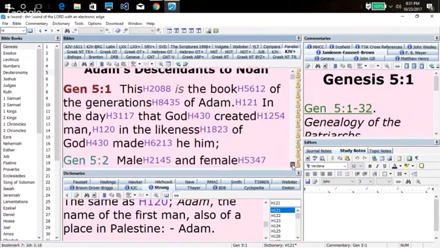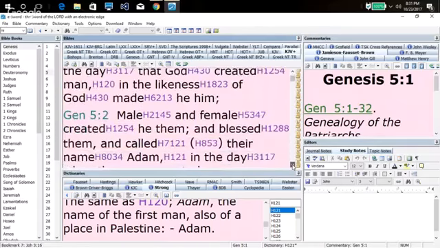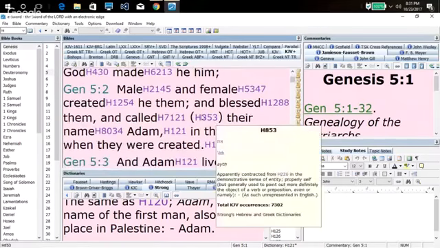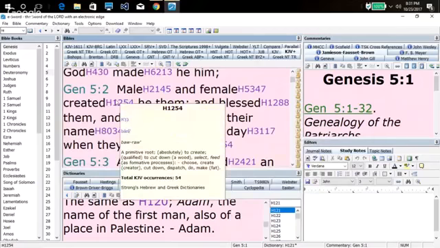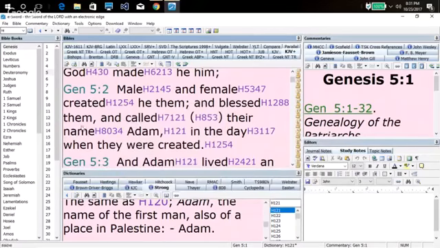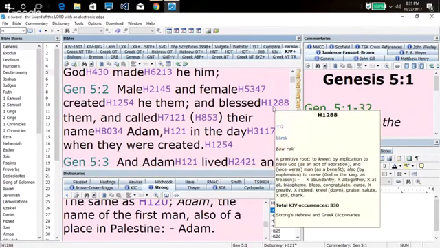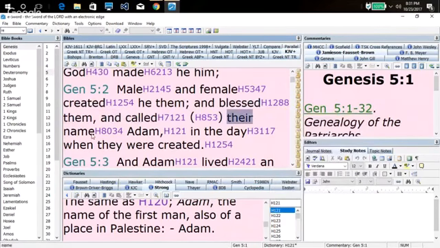This is another lesson I got coming up too, y'all. I just want y'all to get some understanding on this real quick. Male and female, you see that? Male and female created he them and blessed them, and called their name Adam. See that? Their name was called Adam. So they were the human beings. How can you say the first man, when that's the human beings, male and female? How do you get that out of that?